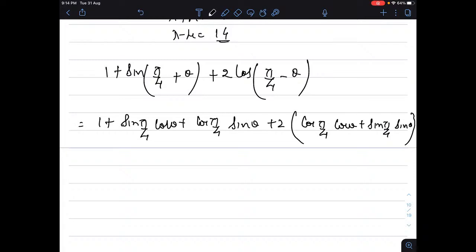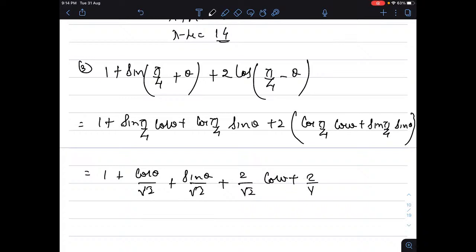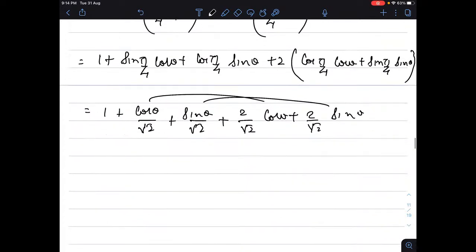Now proceeding further, we'll be going to simplify it. So we'll be going to get what? 1 plus cos theta by root 2 plus sin theta by root 2 plus 2 by root 2 times cos theta plus 2 by root 2 times sin theta. So 3 by root 2 sin theta, 3 by root 2 cos theta we will get over here. So 1 plus 3 by root 2 times sin theta plus cos theta we have.